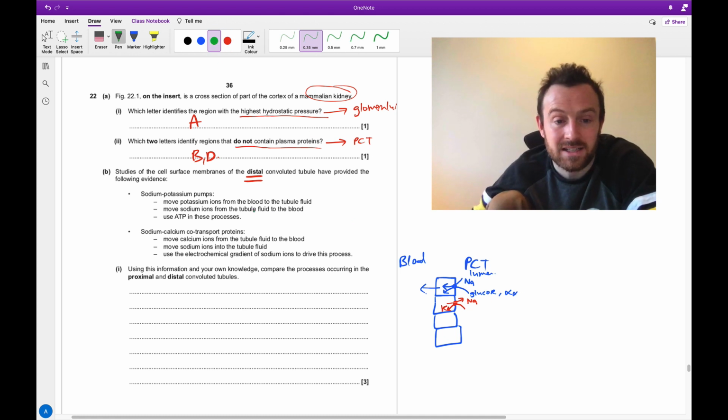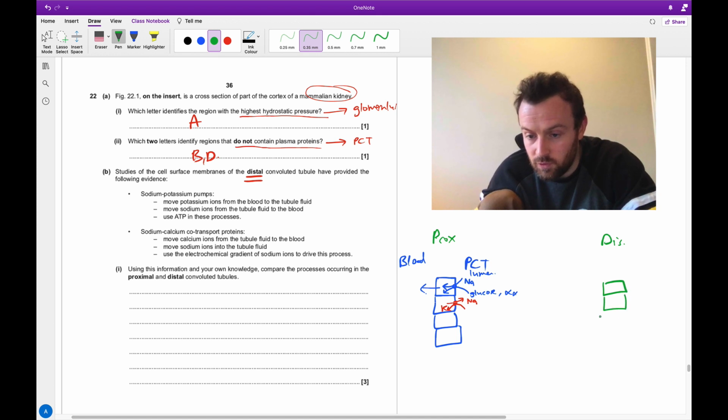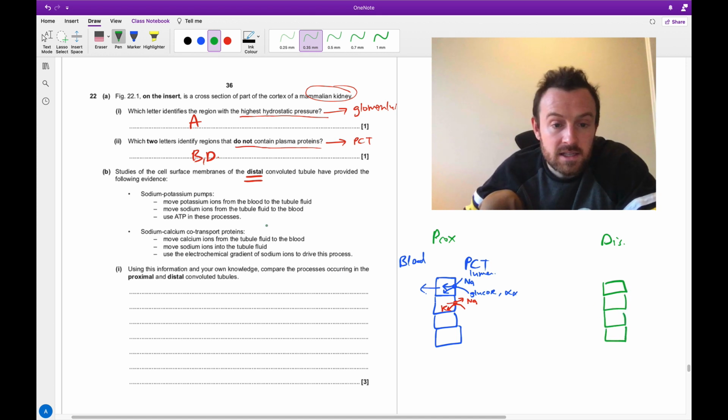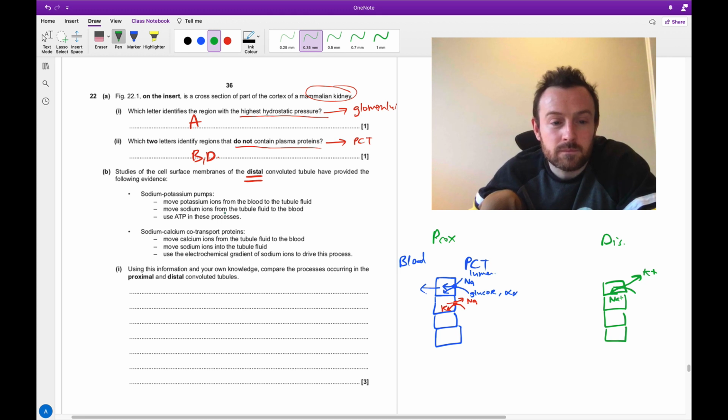Now, let's compare that to what it's just talked about. So this is prox. Now let's talk about the distal. What they just told us, in the distal convoluted tubule, I'll just draw the cells here, is that sodium potassium pumps move potassium ions from the blood to the tubular fluid. So this is the opposite direction. K plus is going this way, and sodium is going this way. So that's the opposite way round. And ATP is used in the process. Okay, so that's the same. And then they move calcium ions from the tubular fluid to the blood, and then move sodium ions back into the tubular fluid.